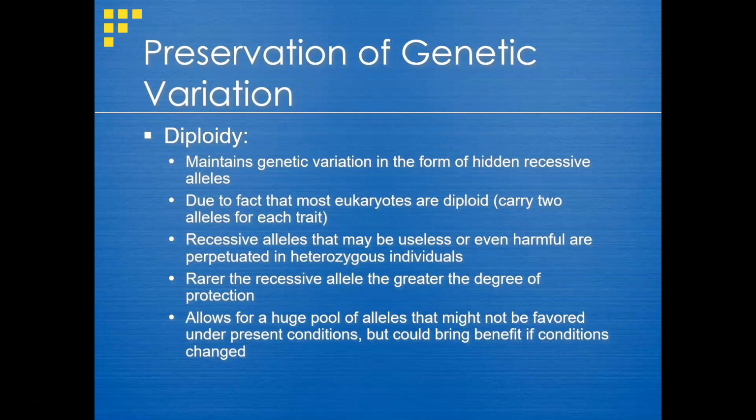We are going to continue our discussion on microevolution today by talking about ways that the inheritance patterns of traits actually help to ensure, at least in certain situations, the maintenance of genetic variation. So we're going to start first and foremost just talking about the fact that most organisms are diploid, meaning that they carry two alleles for every trait. So really we're talking here about those heterozygote individuals allowing for those recessive alleles to be maintained in the population. And that's the case even if those recessive alleles are useless or even harmful to the individuals who inherit them.